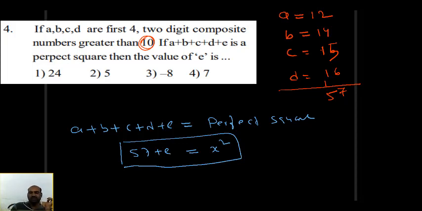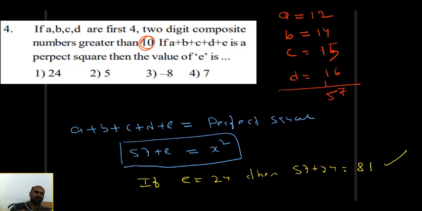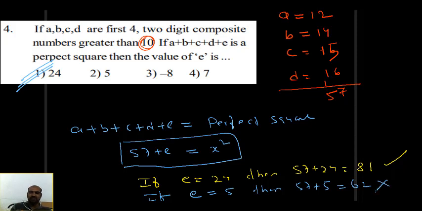Yeah, if E equal to 24, then 57 plus 24 is 81, which is a perfect square, means E is 24 is one of the answers for the problem. Option 1 is one of the answers for the problem. If E is taken as 5, then 57 plus 5, that is 62, which is not a perfect square. We can say that our answer is not option 2.